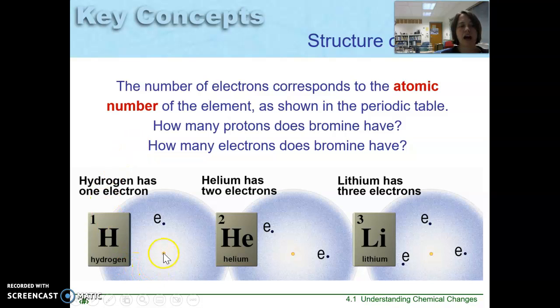So we have hydrogen, and hydrogen has an atomic number of 1, so it has 1 proton and 1 electron. And then you have helium, which has an atomic number of 2, so it's going to have 2 protons and 2 electrons. Lithium has an atomic number of 3, it has 3 protons, and therefore it has 3 electrons.